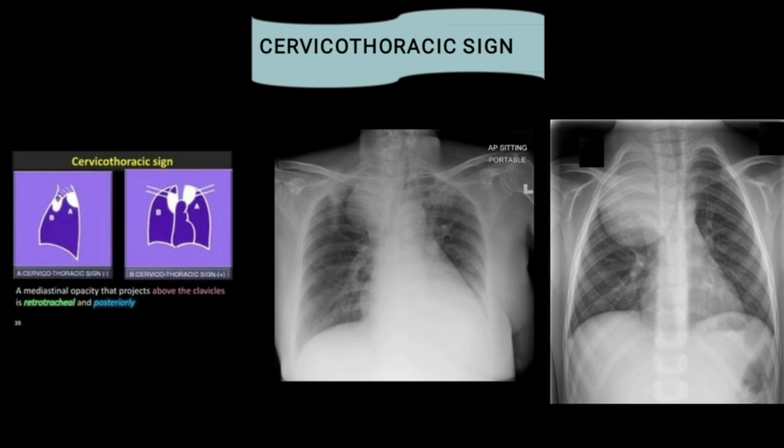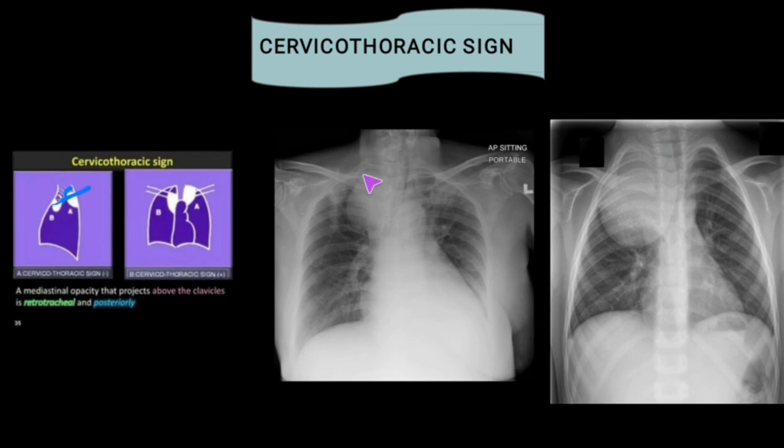So we can see in the first image that posteriorly the mediastinum is extending to a more superior level than the anterior mediastinum. So if a lesion is extending above the level of the clavicle and we are seeing the upper border of the lesion clearly, it is most likely to be a posterior mediastinal lesion rather than an anterior mediastinal lesion. That is the cervicothoracic sign.